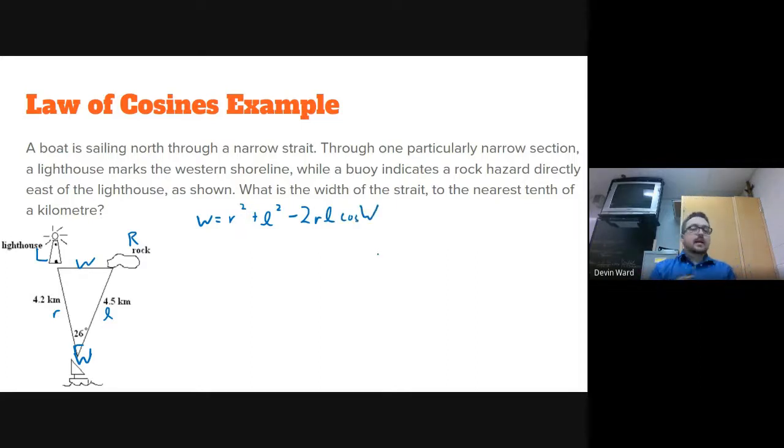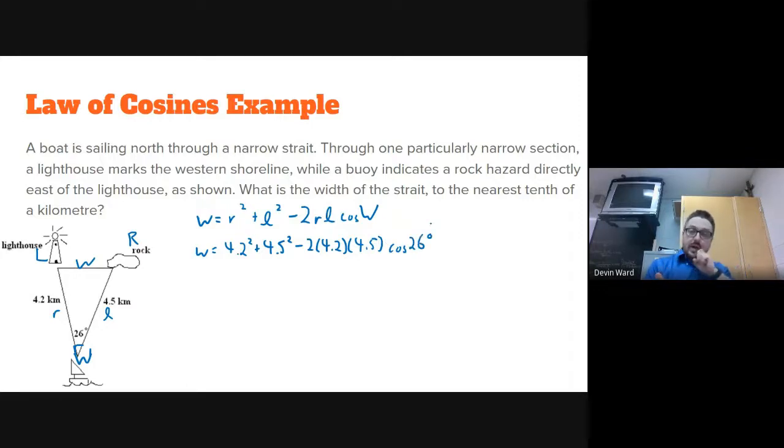Okay? Again, the letters don't matter. You could have called this A, B, and C if you want. Just as long as you know what your width is going to be, the letters don't matter. What matters is you put everything into the right spots. And really, with cosine law, you don't have many other options besides what we're going to do right here. Minus 2 times 4.2 times 4.5 times cosine of 26 degrees.